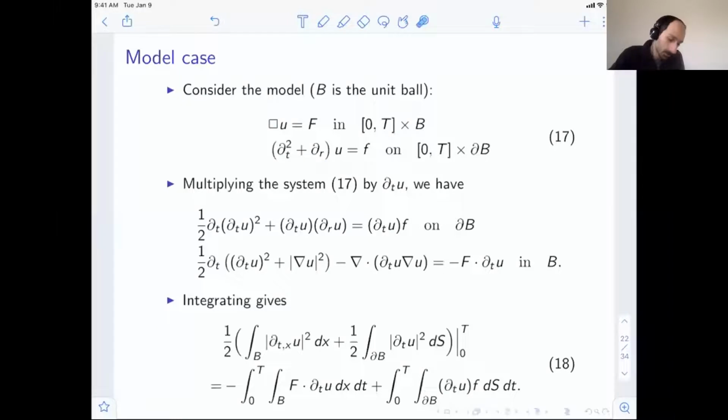And then you imagine this is on an exact cylinder. Let's say you multiply by dtu, then you get some indeterminate terms. For example, on the boundary, you get the term dtu dru, and in the interior, the usual energy identity has a gradient of dt nabla u. The point is that when you integrate by parts, the two indeterminate sign terms cancel each other. Okay, so you end up with a coercive energy essentially.